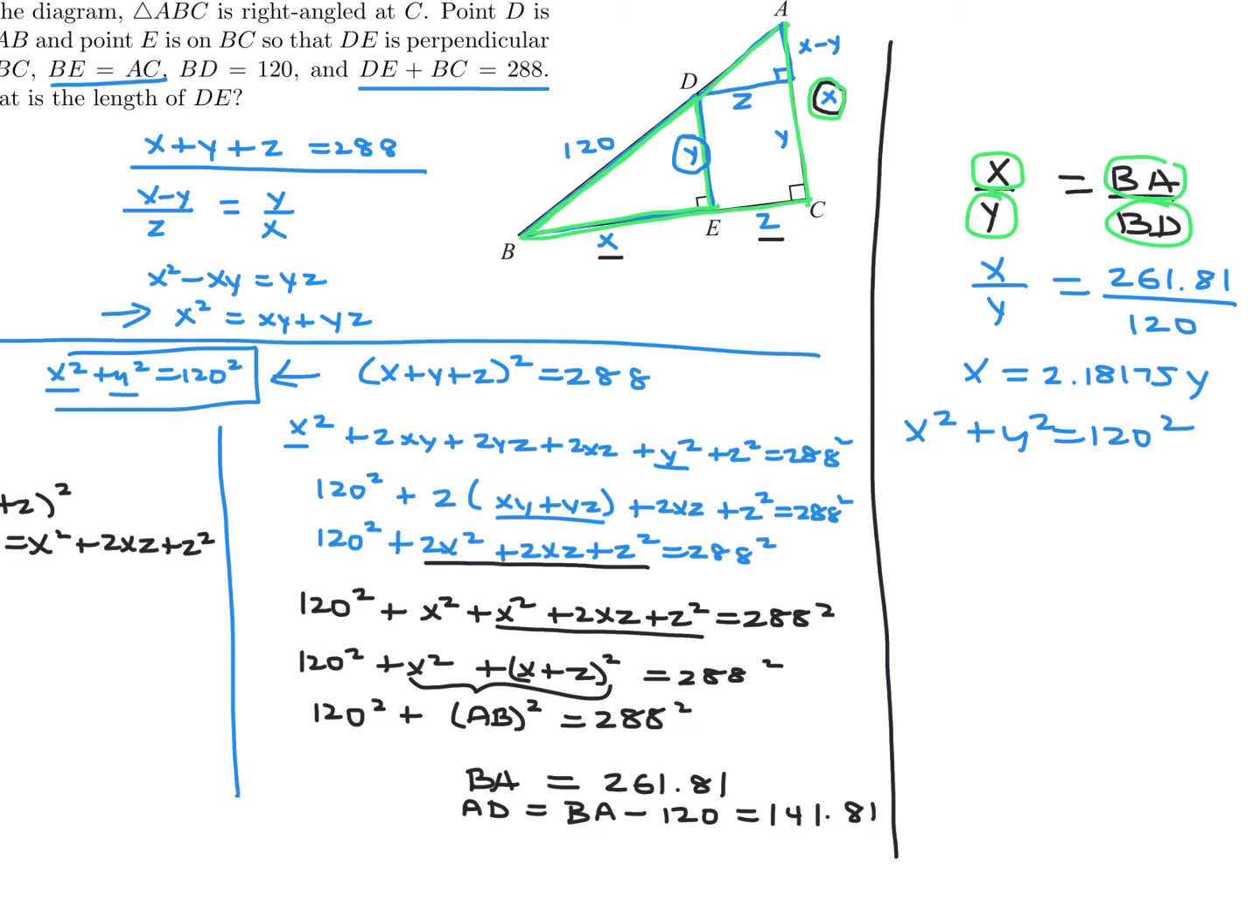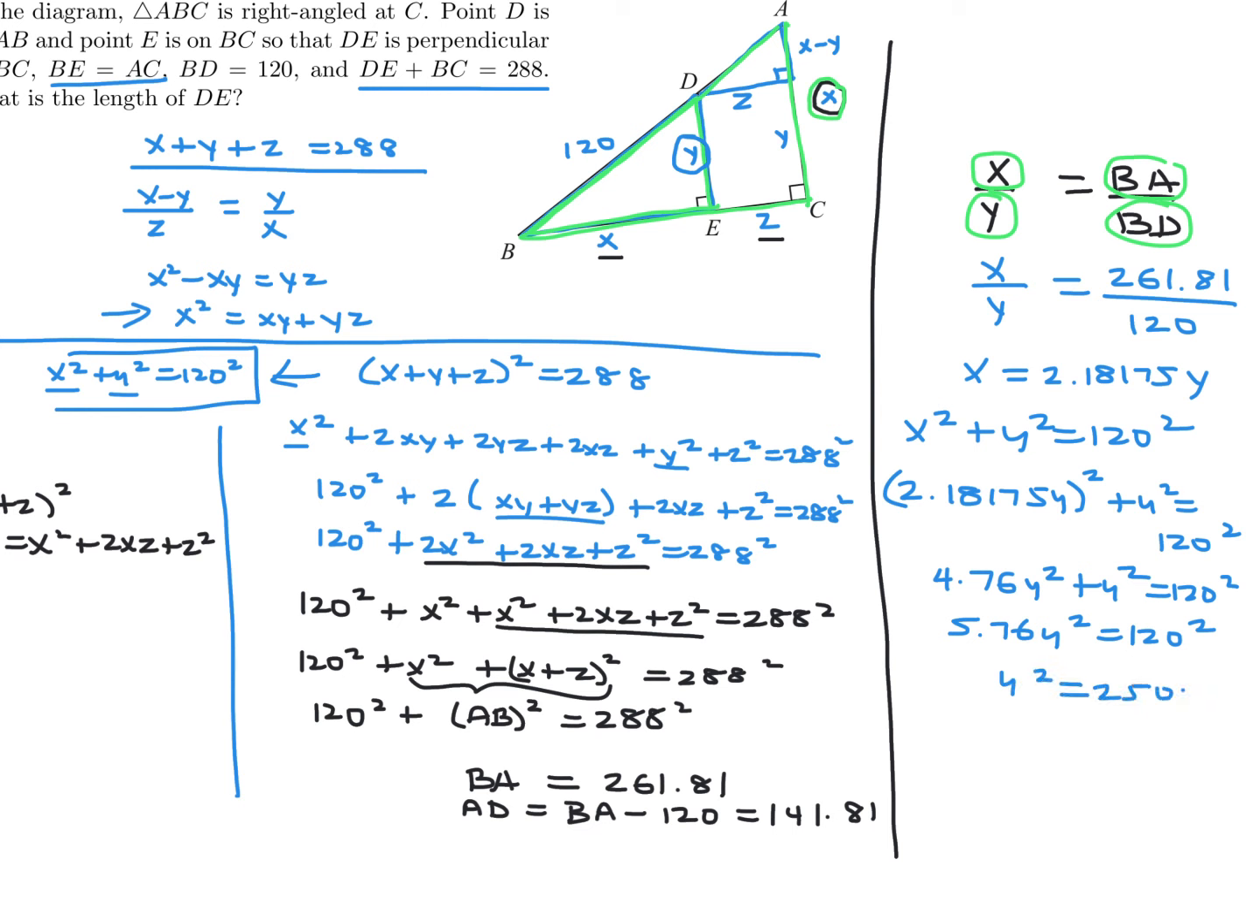So if x is 2.18175y, plug that in, and there you go. Now you've got everything in terms of y, and you can solve. And that would be 4.76y squared plus y squared is equal to 120 squared. 5.76y squared is equal to 120 squared. And therefore, when you do this, you'll get y squared is equal to 2500, and therefore, y is equal to 50. Y was representing DE, so DE is 50.